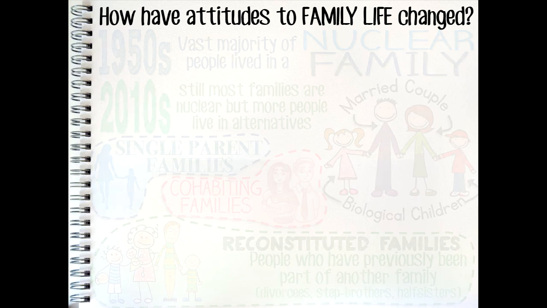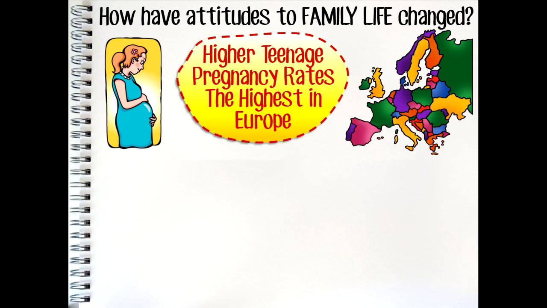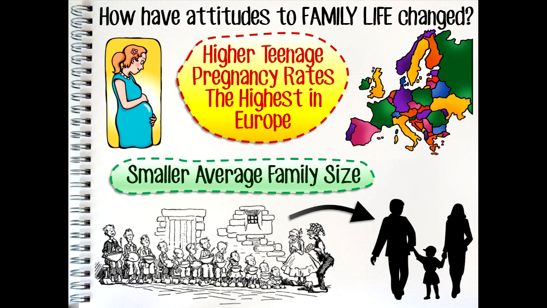There have been two other significant changes to family life in the last 50 years. Firstly, the increase of promiscuity has led to higher teenage pregnancy rates. In fact, the UK has the highest teenage pregnancy rate in Europe. Secondly, the wider use of contraception, the legalisation of abortion, and later marriages has led to a decrease in the average family size, with people choosing to have fewer children than previous generations.